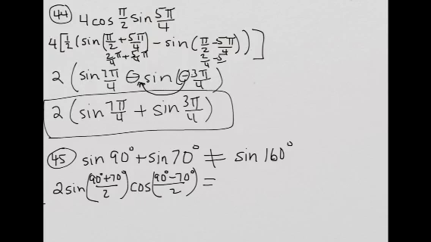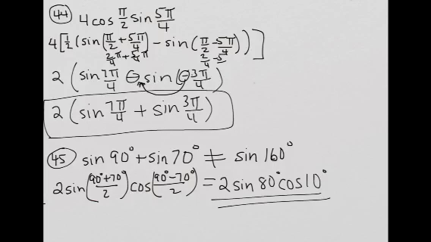Okay, so for 45, remember, sine of 90 plus sine of 70 is not equal to sine of 160. You do not add the angles like that. This is the formula. Again, I've already substituted the values. Check your notes. And so all that's left to do here is simplify. So 2 sine of 90 plus 70 is 160, divided by 2 is 80, times cosine of 90 minus 70 is 20, divided by 2 is 10. And that would be the final answer.